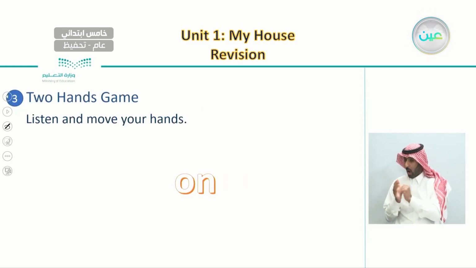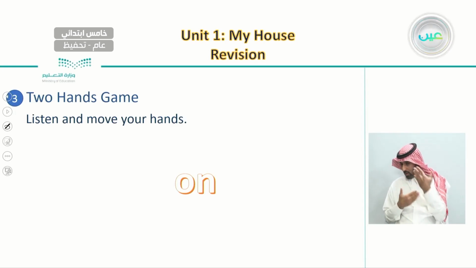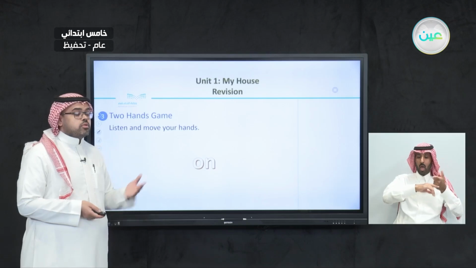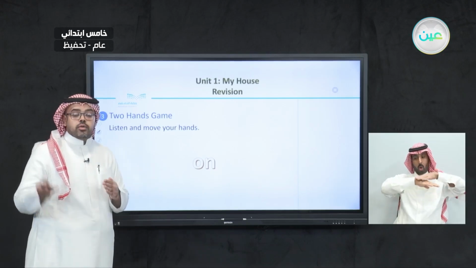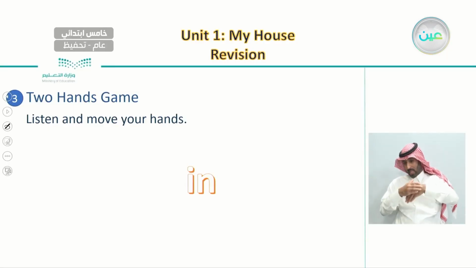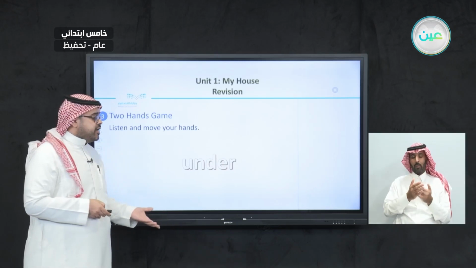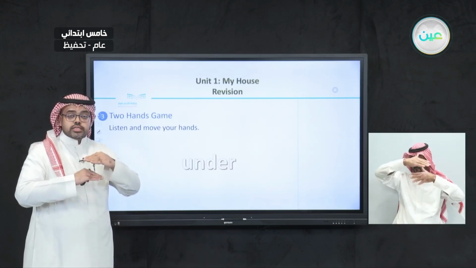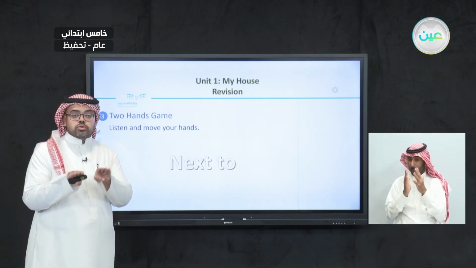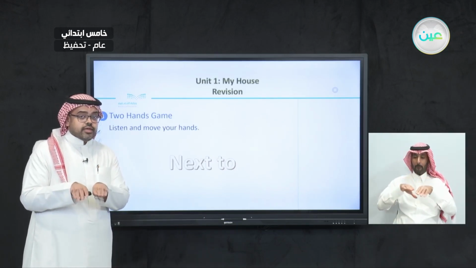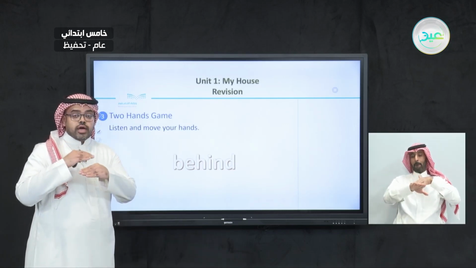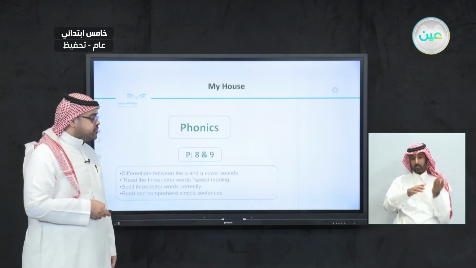Now, after this, we did try to move your hand when you imitate these prepositions. Like, for example, when you talk about on, then put your hands like this. And if you're using in, you put your hands like this. And under, you put your right hand under your left. And also next to, you put your right hand next to your left hand. And also behind, you put your right hand behind your left.